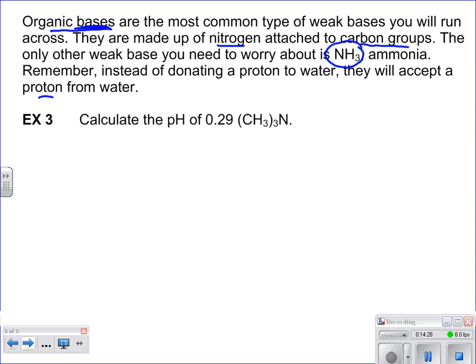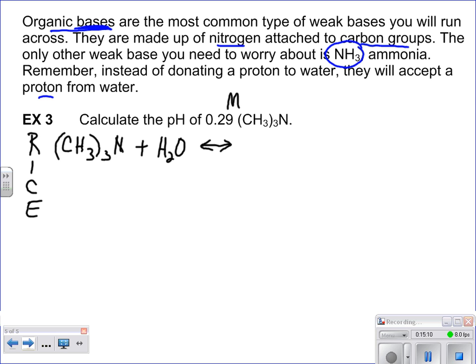So when we set up our reaction on this one, we're going to set up our RICE table. It says calculate the pH of, this should have a big capital M there, 0.29 molar, and then it gives us this organic base there. So we should be able to write that organic base down. And again, think about what we always did. We threw it into water. That's the easiest way to do this.